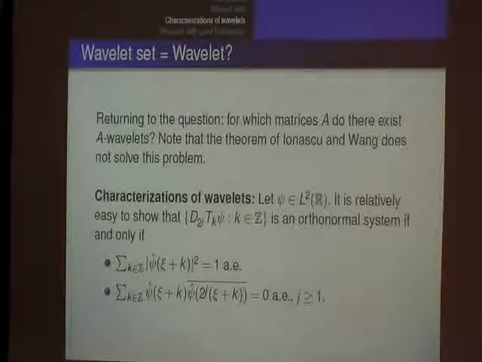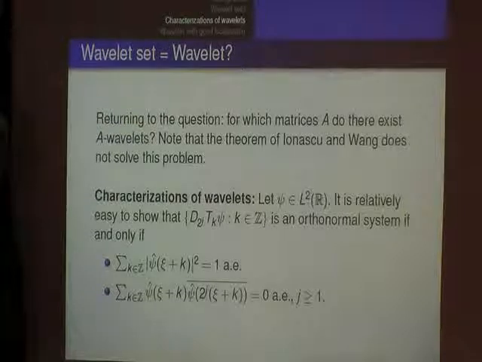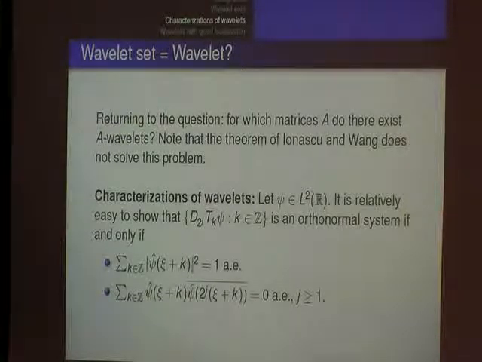Okay. Now, returning back to the original question, for which matrices A do wavelets exist? Dai, Larson and Speegle, or Wang, didn't finish the whole story, right? They just said for which matrices do there exist wavelet sets. And I certainly believe that the answer to that question is always going to be the same as for which matrices do there exist wavelets. I believe that, just like I believe that there are no nice wavelets for dilation 2 in the plane. I believe that in the exact same way.